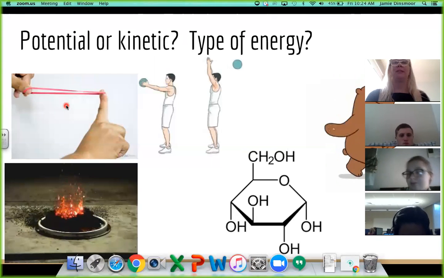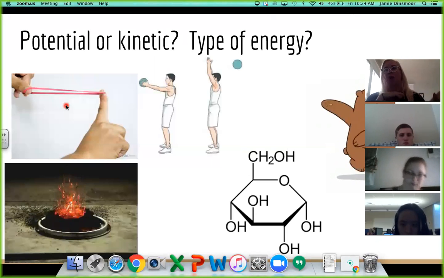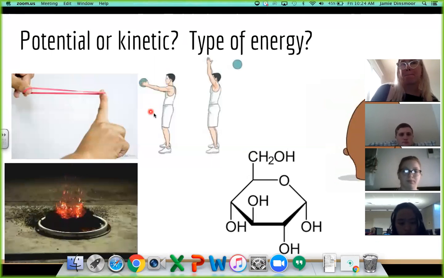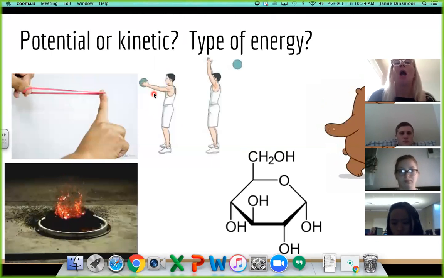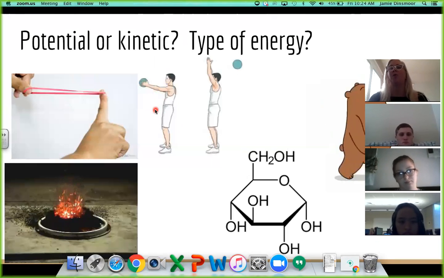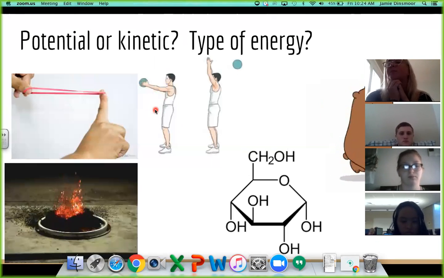Good. Potential, right? Someone's pulling that rubber band back. If they let go, it's going to fly. Okay. What about this beautiful picture of a man holding a ball? It's like a clip art picture. Not the second part, but just this part of him holding the ball. Bonus points if you can tell me what kind of potential energy that is.